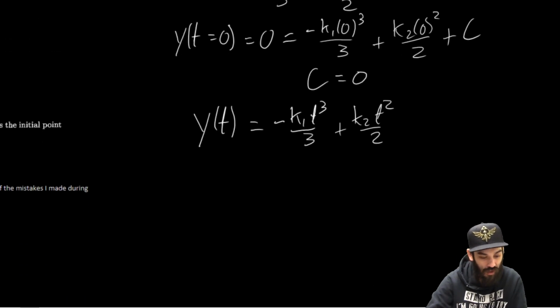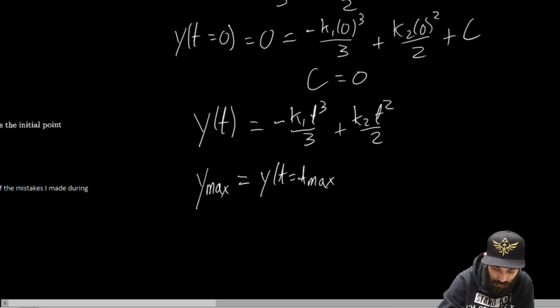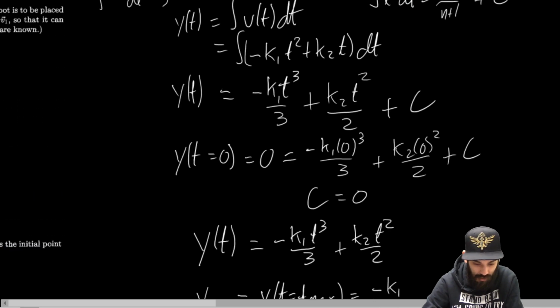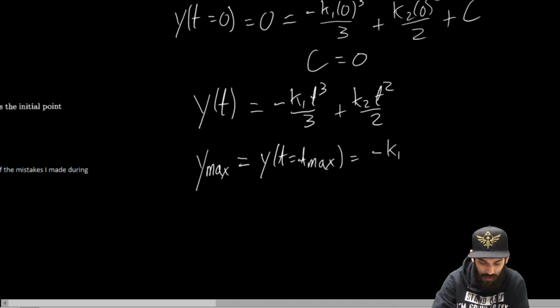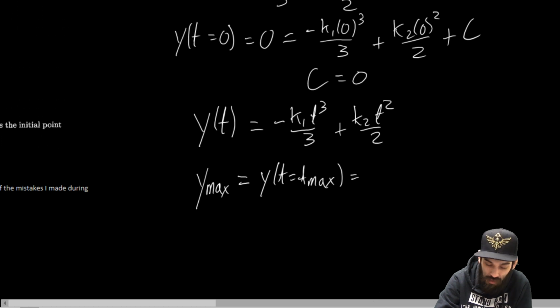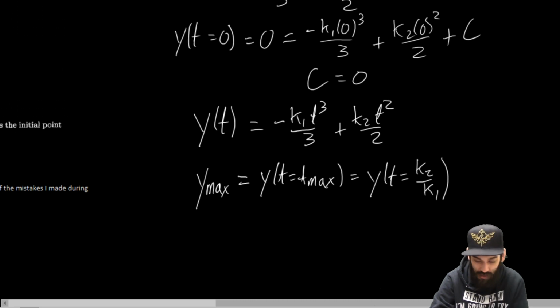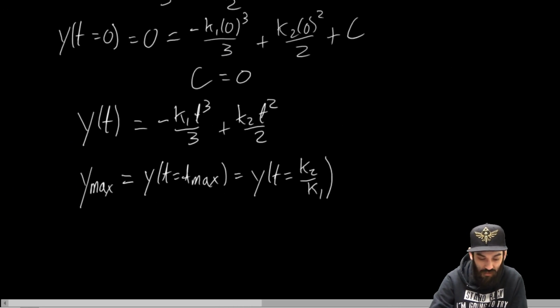And this is just to say that y max, the maximum height it gets to, the maximum distance it goes in the y direction, is going to be equal to y of t equal to t max, which is equal to minus k1 times, I need to remember what this was. This was k2 over k1. So this is evaluated at t max, but really just to make this very explicit, y of t equal to t max is going to be equal to y of t equal to k2 over k1, right? Because that's what t max is. We said t max is k2 over k1, and so let's evaluate this function with this.